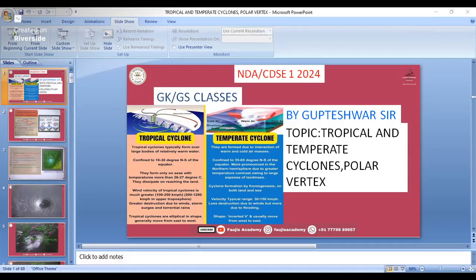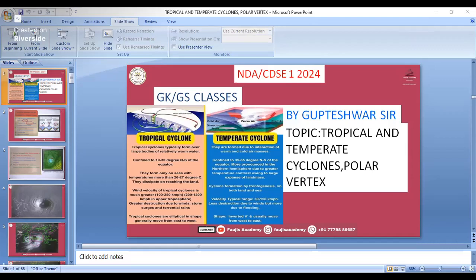Because the temperate cyclone happens because of the formation of a front, and you all know that a front happens on the land and near the water bodies also. So the temperate cyclone will occur in both places, on the water surface and also on the land surface. So all those processes we'll see.